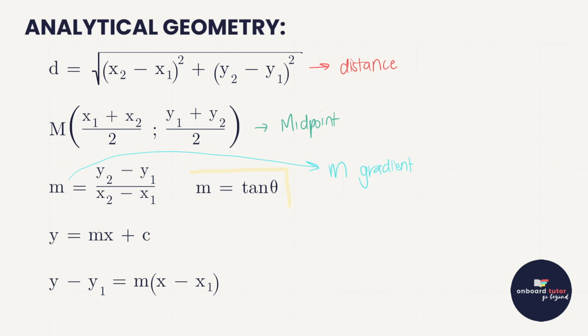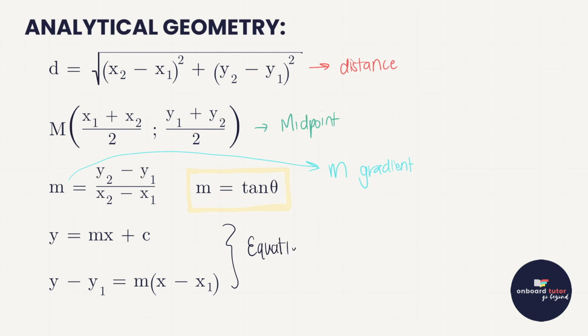This formula over here is also a gradient formula. M is equal to tan theta. And that's grade 11 work. So we're going to look at that specifically in our next video. But just so you know, that's also a gradient formula that often comes on your formula sheet. And then these last two are simply the equation of a straight line.